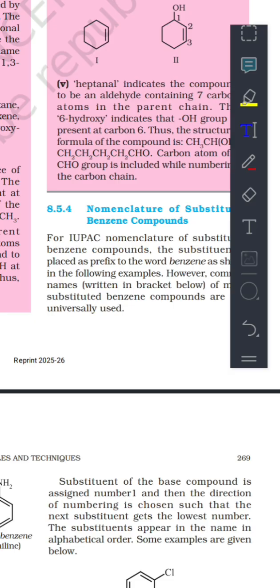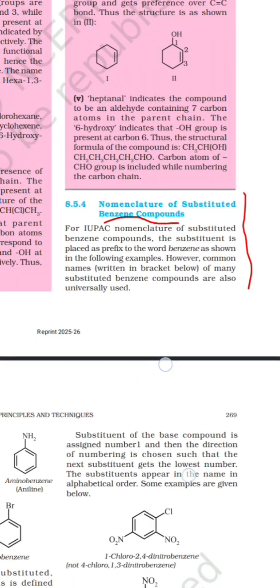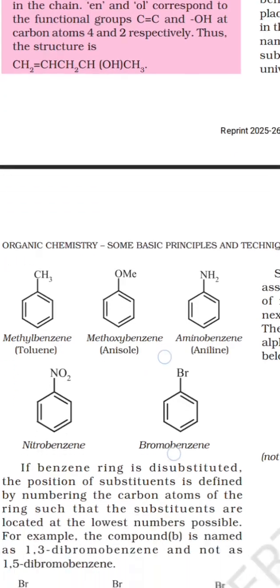So in the previous class, that means previous video, we have seen the nomenclature for polyfunctional groups. So now in this video we will see the nomenclature for substituted benzene compounds. The previous video link I will give in the video description, you can go through it. Substituted benzene compound means generally benzene with some substituent on it.